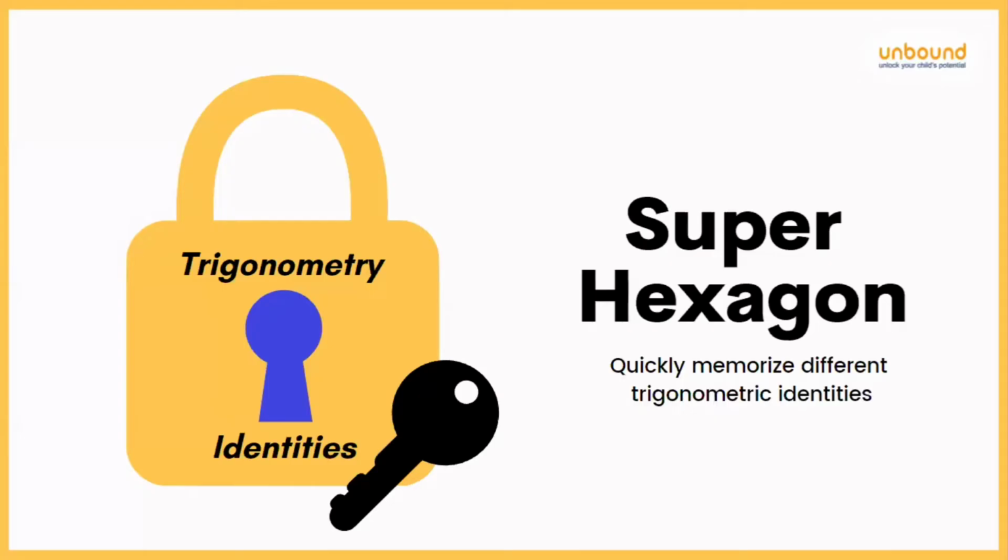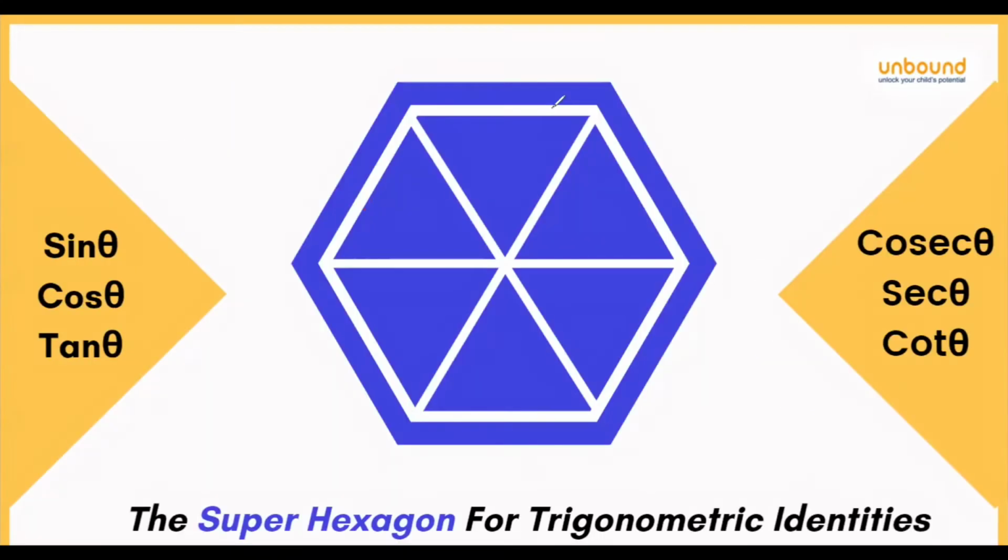Here is a super trick for you, which is the super hexagon. So for the super hexagon for trigonometric identities, first of all, you have to make a hexagon figure. Then you have to connect all the diagonals. Here you can see, like in this figure, there are six trigonometric functions on the sides, right?